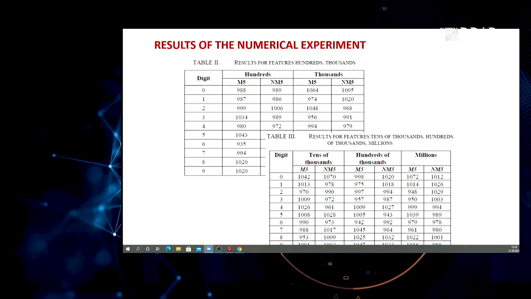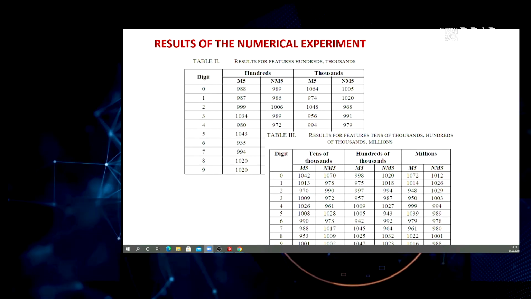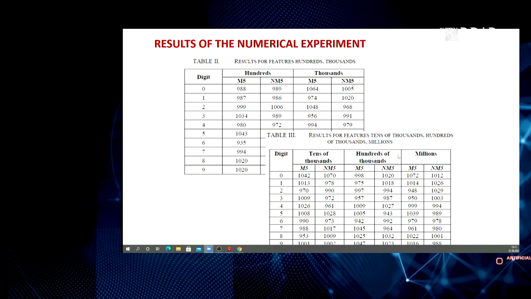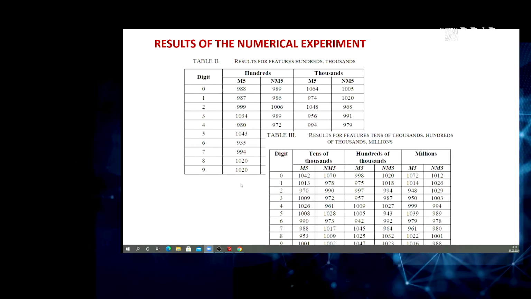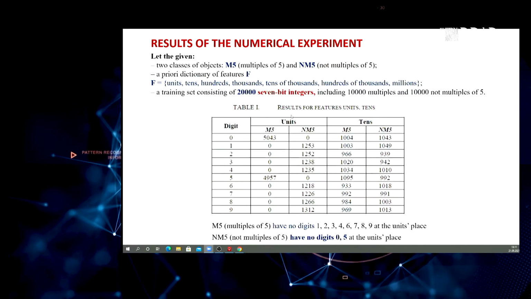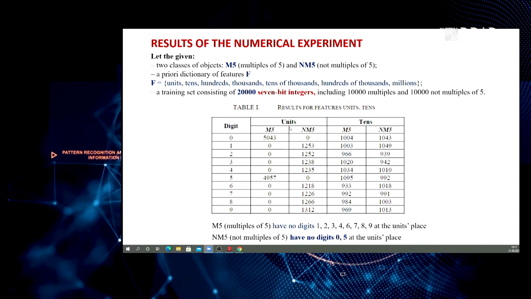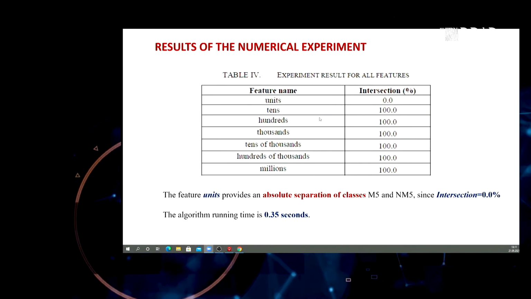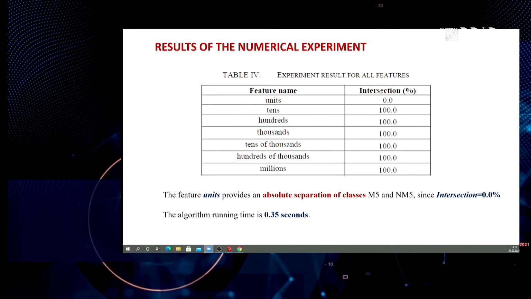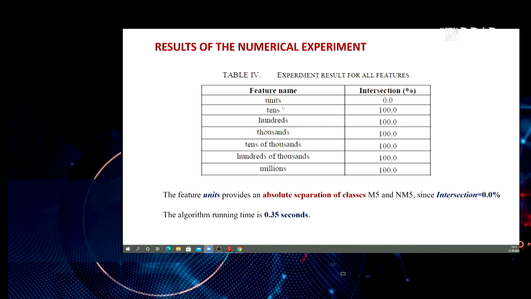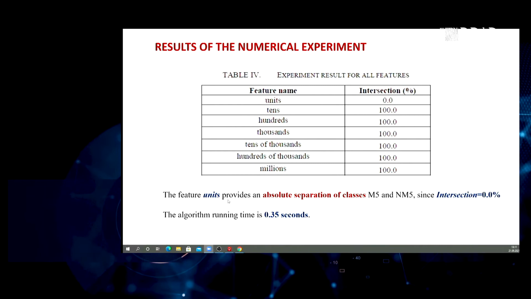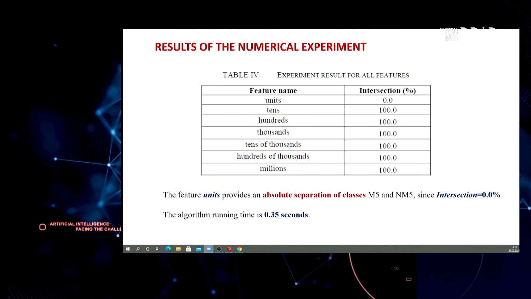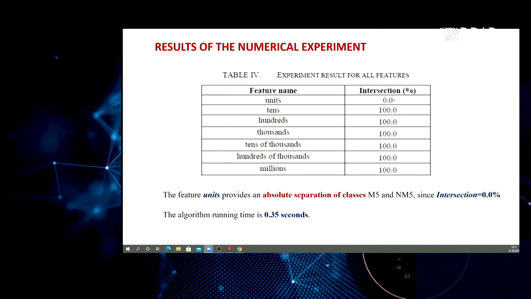If the same experiment is done for the features hundreds and thousands, or tens of hundreds and hundreds of thousands, and even millions, we see the intersection of classes. And it simply proves that we have actually only one feature, units, that allows us to classify objects. Analyzing all of the features and possible combinations of features, we got intersection equal to 0 only for the feature units. So the feature units provides an absolute separation of classes of numbers that are multiples of 5 and not multiples of 5, since we got intersection that is 0.